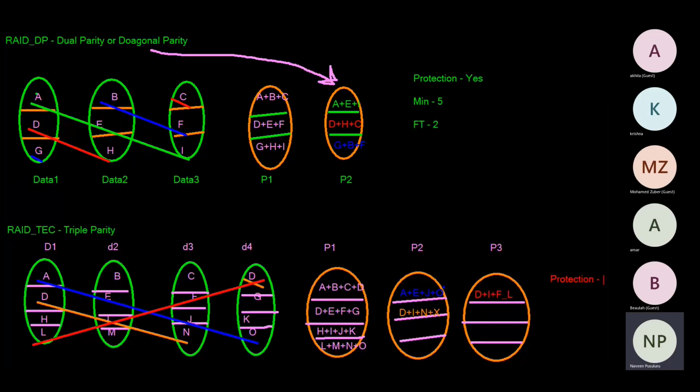So now, do we have protection here? Yes, obviously we have protection in RAID TEC. And how many disks do we need? The minimum number of drives to create a RAID TEC is 7. And what is the fault tolerance? Fault tolerance is 3. That means if you apply RAID TEC to a pool, it can sustain even 3 disk failures. Okay, 3 disk failures.